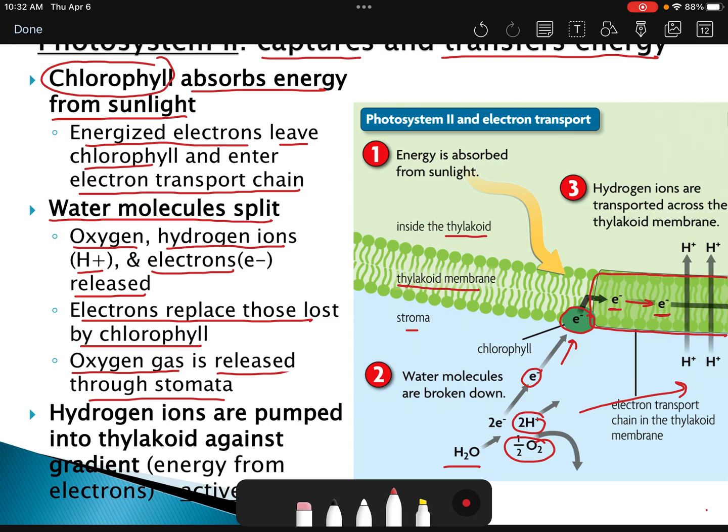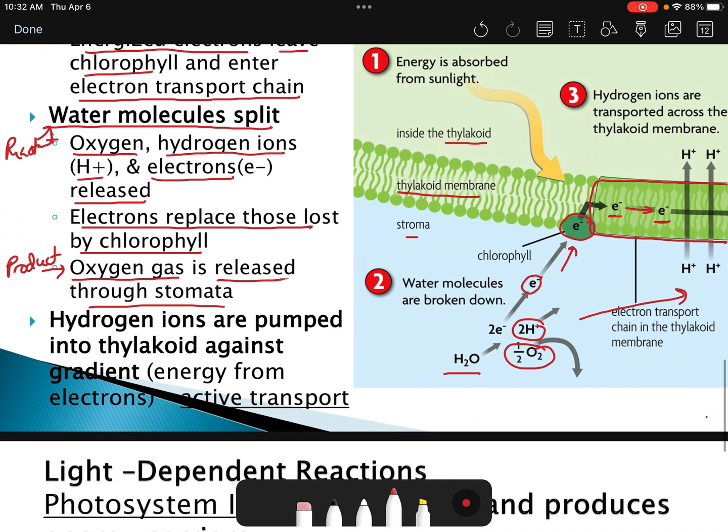Water is coming in, so that makes water a reactant. And then oxygen gas is being released, so that makes that a product. Okay? Now, we've talked about what happens to the electrons. They replace those that were lost by chlorophyll. We've talked about that the oxygen gas gets released, so all we're left with now are the hydrogen ions, these right here. So they get pumped into the thylakoid against the gradient.